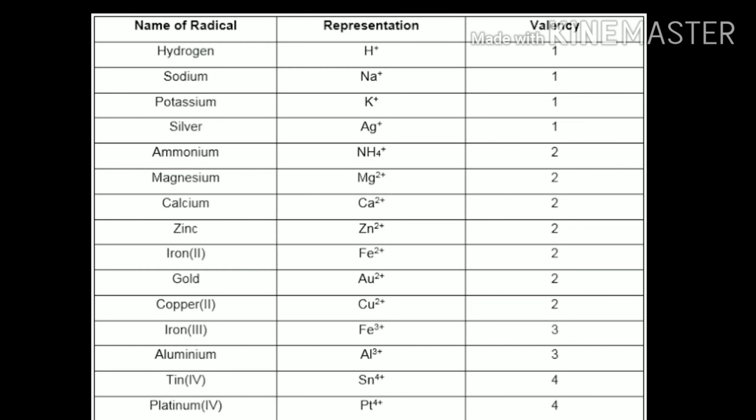So, radicals are of two types. One is positive radical and the next one is negative radical. Positive radicals means they have positive charge. For example, hydrogen H+, ammonium NH4+, sodium Na+, lithium Li+, calcium Ca2+, magnesium Mg2+, barium Ba2+. They are the examples of positive radicals. That means they have positive charge. Here are some examples of positive radicals.